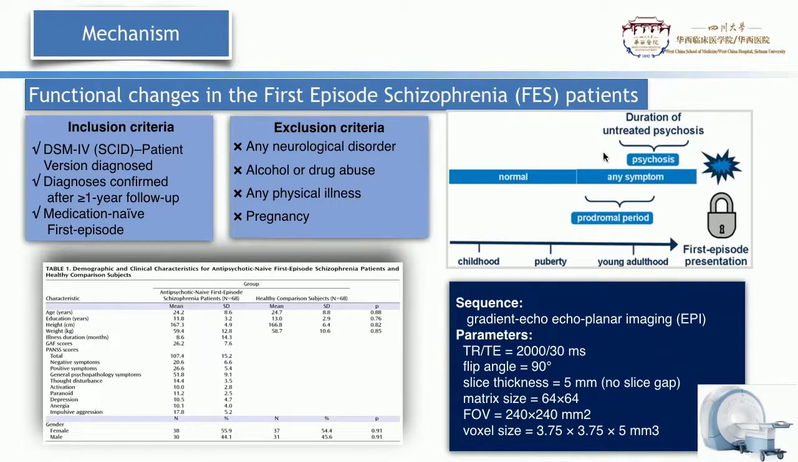And also some people try to study whether there's a prodromal period before the first episode of presentation. So we think for this kind of mechanism study, it's very important to have a relatively homogeneous subject group, so that it will not have an effect on the final result, on how you explain the neuroimaging findings.